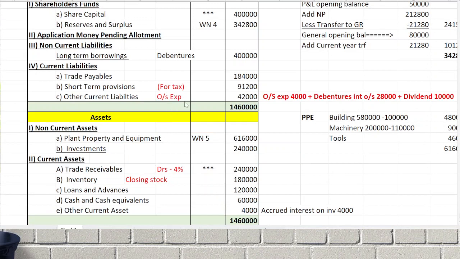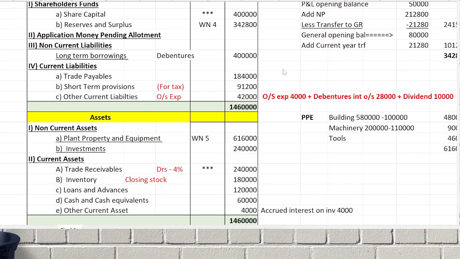Check the book answer also now. On the inventory, on the loose tools, they would have taken it as current asset. If you look at your textbook answer, loose tools they would have taken as what? Current assets.